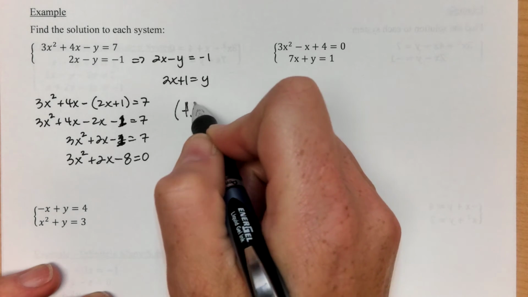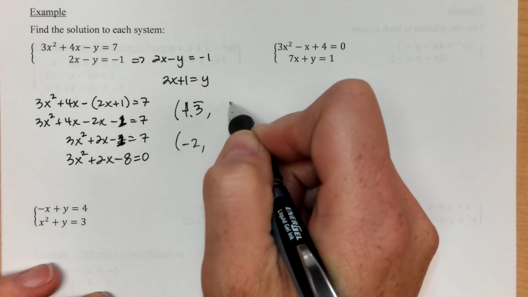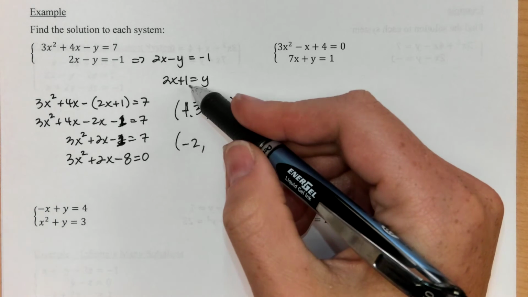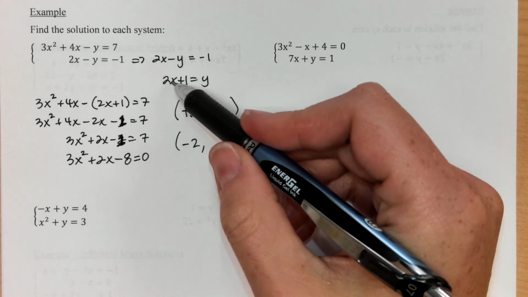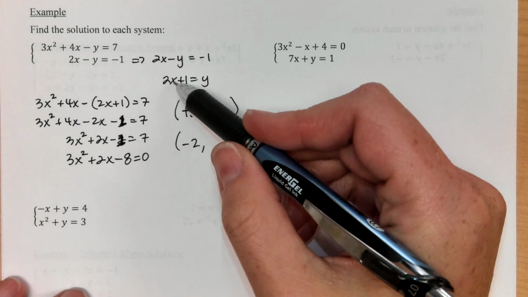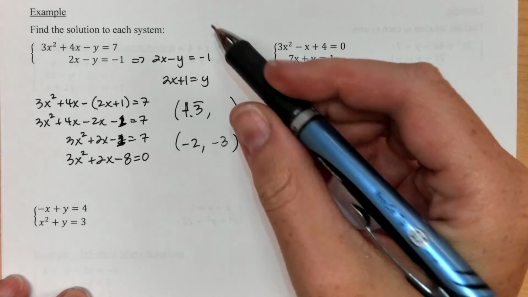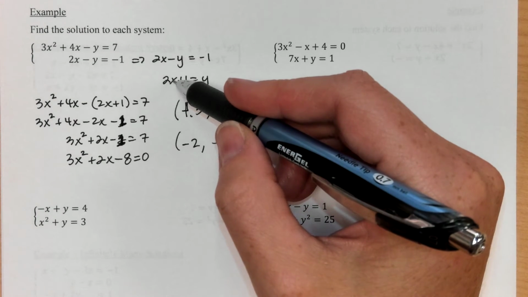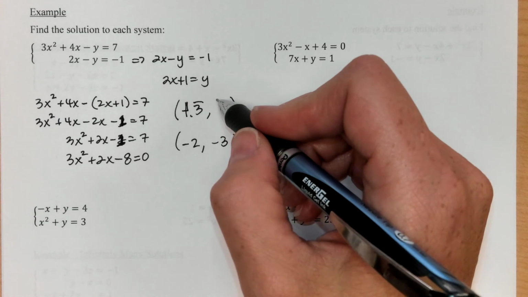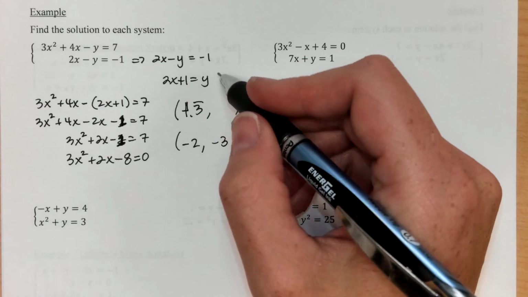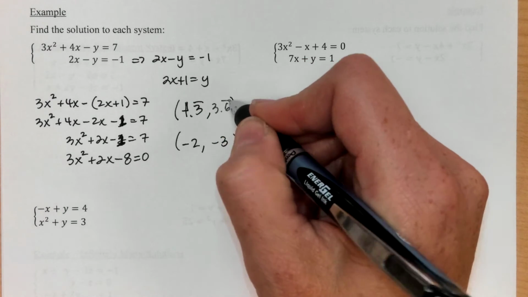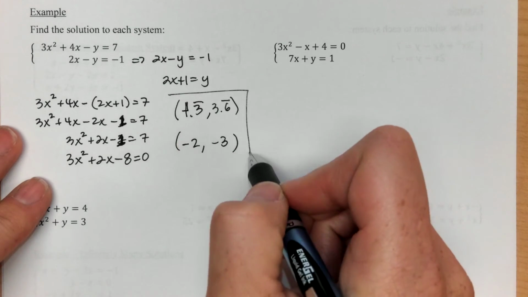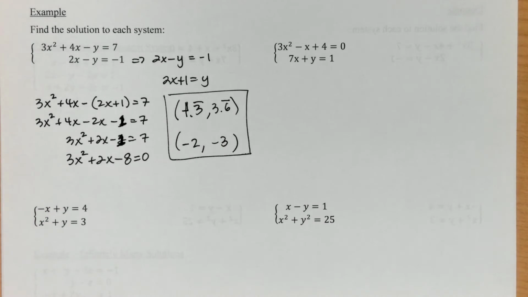Whoops, 1.3 repeating and negative 2. And then I will take them and plug them back in right here. So negative 2 times 2 is negative 4 plus 1 is negative 3. And then I'll put 1.3 repeating right there. And I end up getting 11/3, which is also 3.6 repeating. So those are my 2 solutions there. So it looks like our parabola got hit by the line twice.